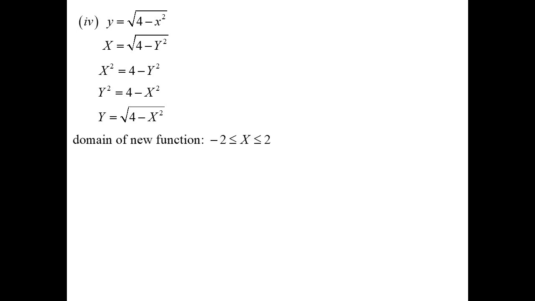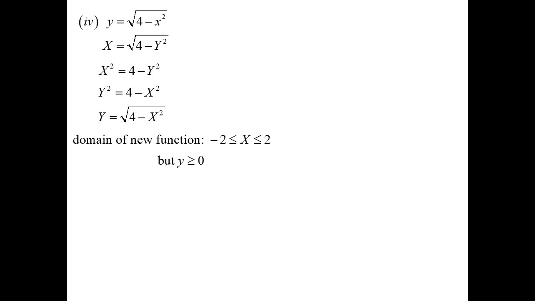Ooh, this one. y equals the square root of 4 minus x squared. Swap the x and the y's. Let's try and make y the subject of this. And I end up with y is the square root of 4 minus x squared. This is where I've got to be careful. See, the domain of the new function is minus 2 to 2.